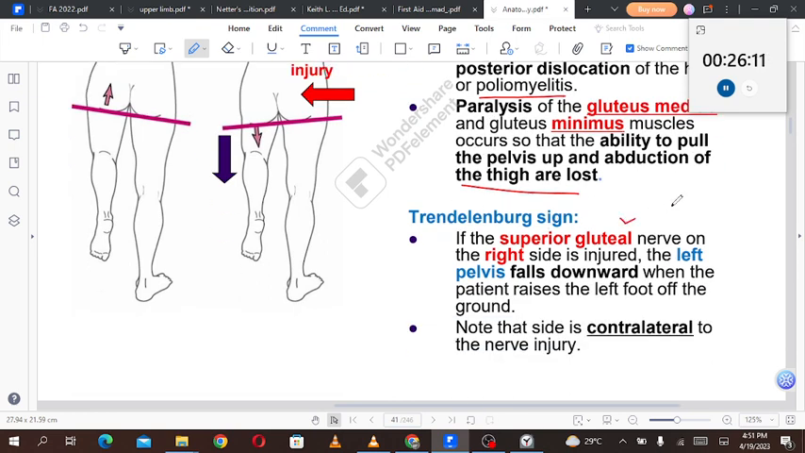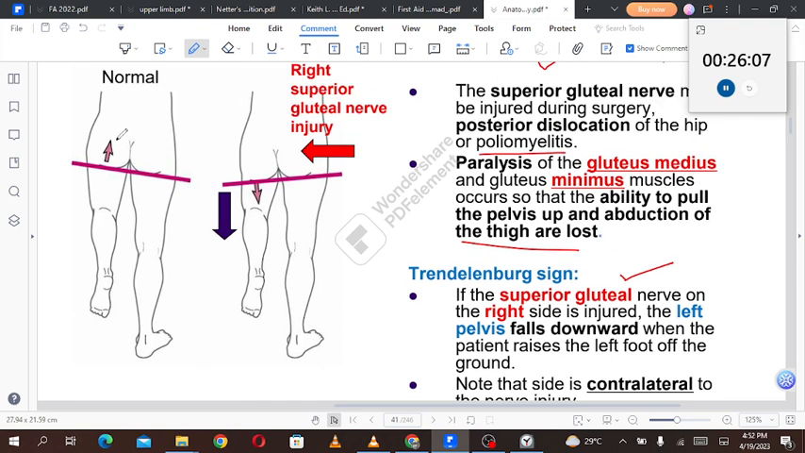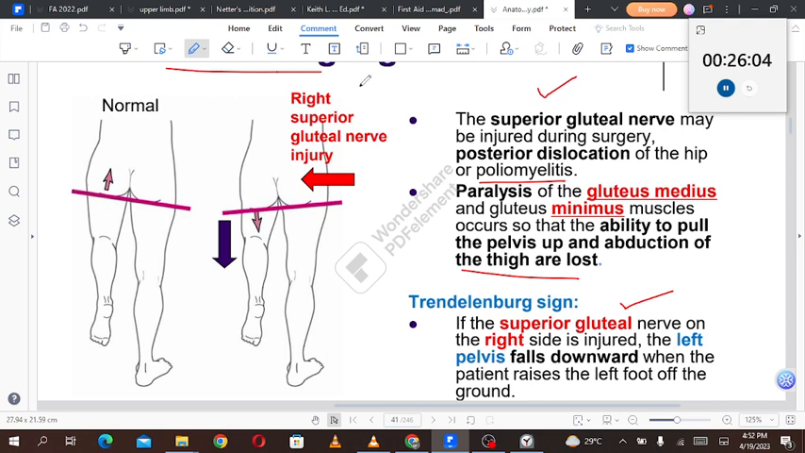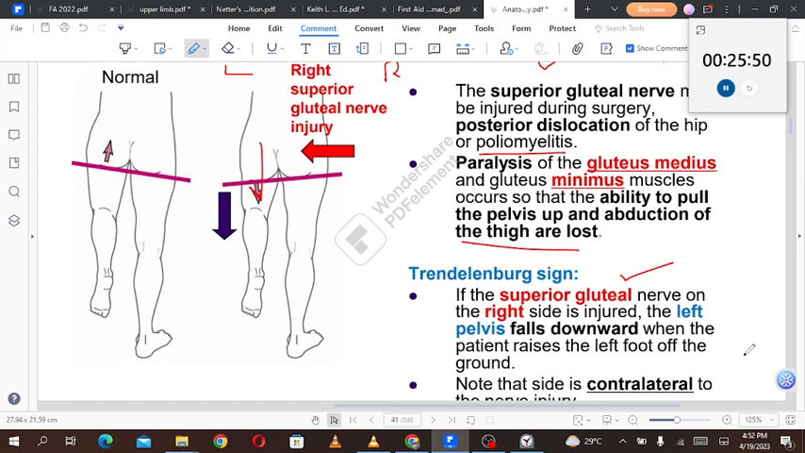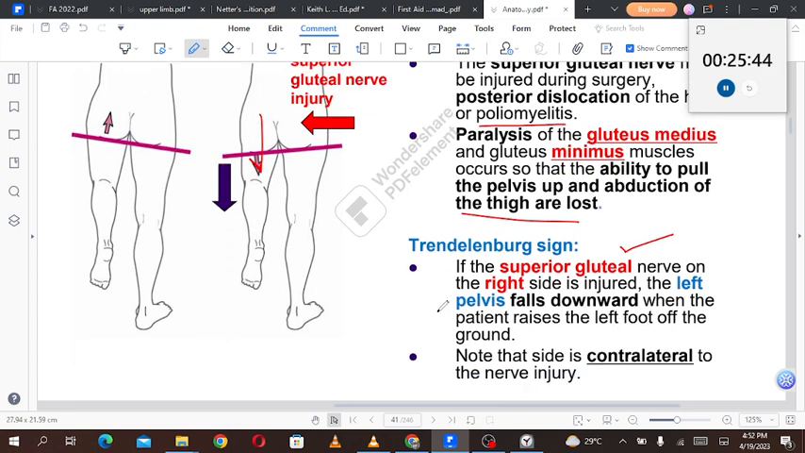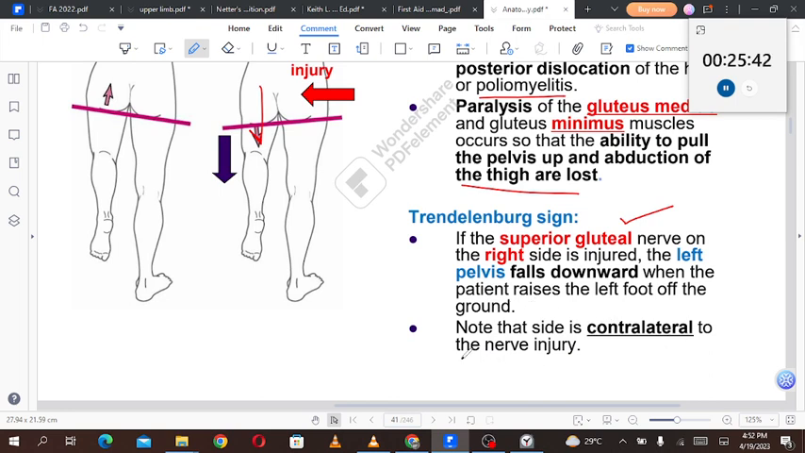If the superior gluteal nerve on the right side is injured, the left pelvis falls downward. So suppose that this is the right superior gluteal nerve injury. So this is the right side and there is the left side. So if there is damage to the superior gluteal nerve on the right side, the left pelvis falls down. The left pelvis will be falling downwards when the patient raises the left foot off the ground. Note that the side is contralateral to the nerve injury.